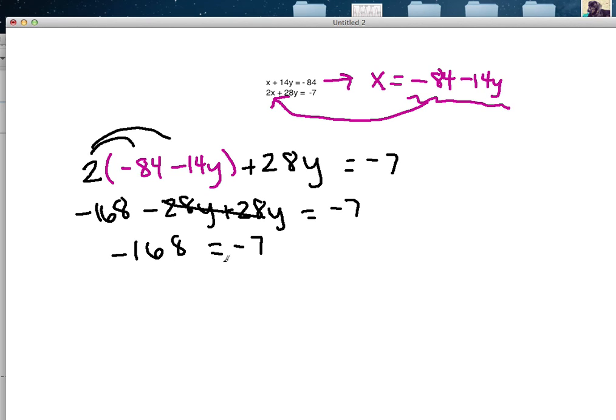This is not a true statement. We have done this time and time again. When my variables cancel out, if we are left with a false statement, we know that this is going to be no solution. So what this means is that there's no coordinate point that makes both of these true. So graphically, those must be parallel lines.